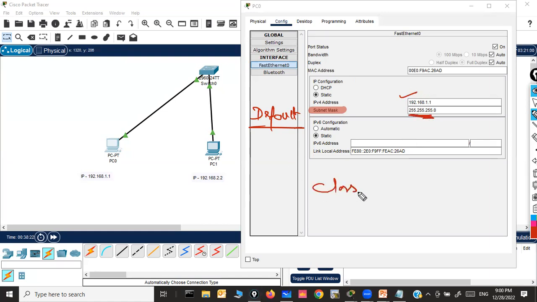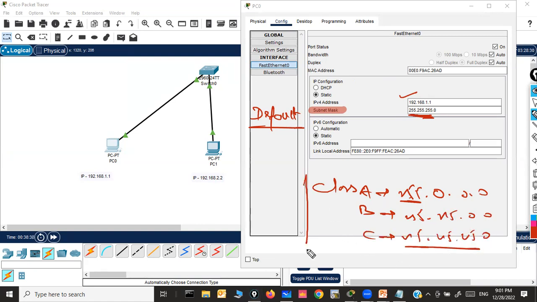In class A, the default mask is 255 in the first octet, which is the network portion, and then 3 octets for hosts. In class B, this is the default mask, and class C is something like this. The question here: can we change this default subnet mask? Yes, we can change it. The subnet mask can be customized. We can change this subnet mask value.